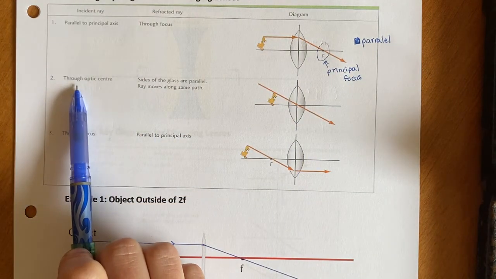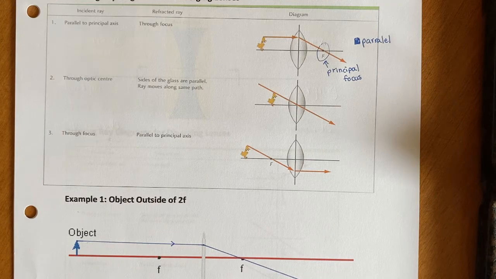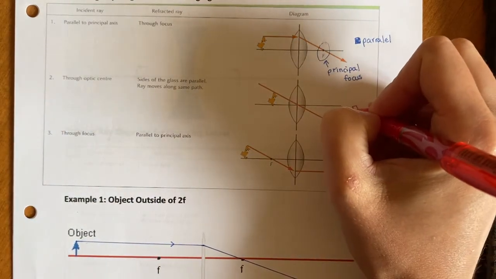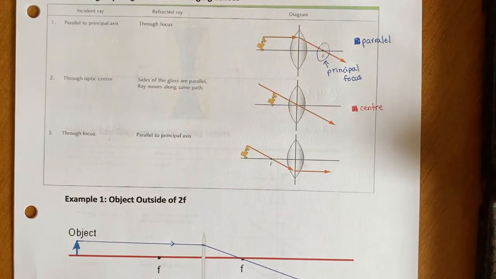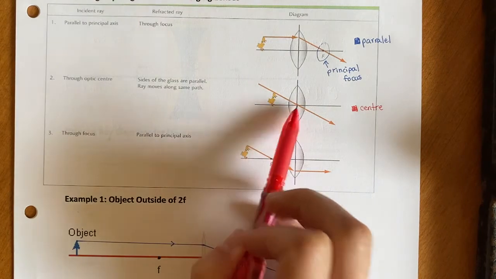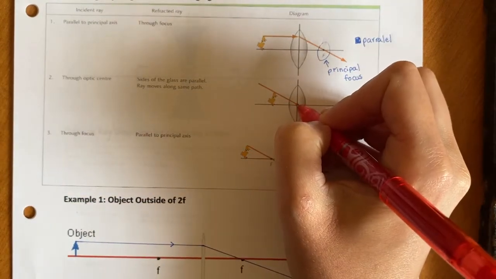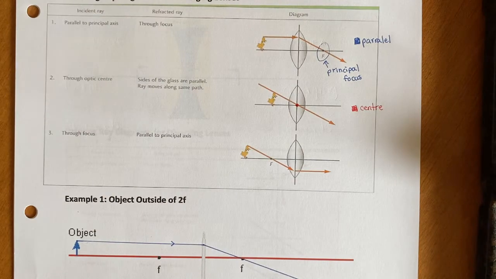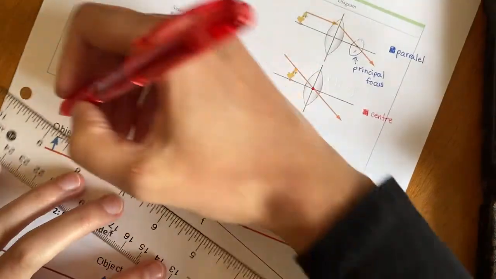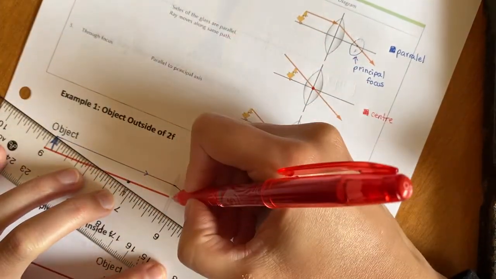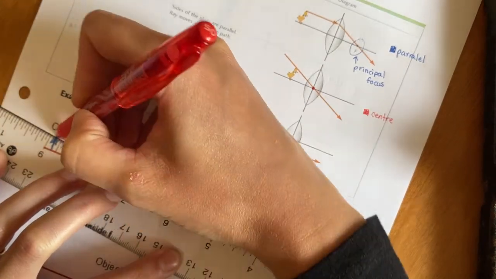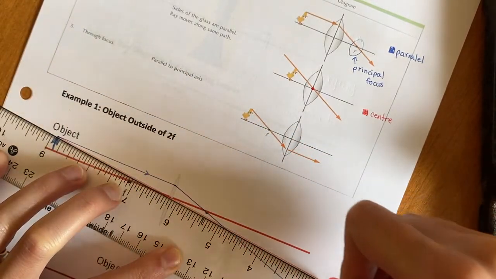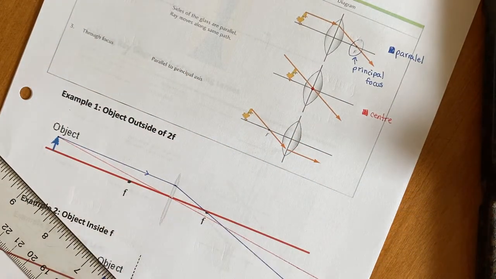Our next one is going to go through center. So I'll use red for this one. So our red line is going to go through center. Now center is a little bit different than mirrors. In this case, it's going through the vertex of the principal axis and the lens axis. So in our example here, I'm going to line up the top of my object with the center point and draw a line all the way through, just completely straight.